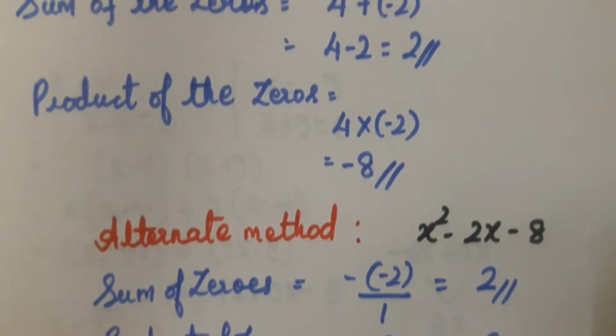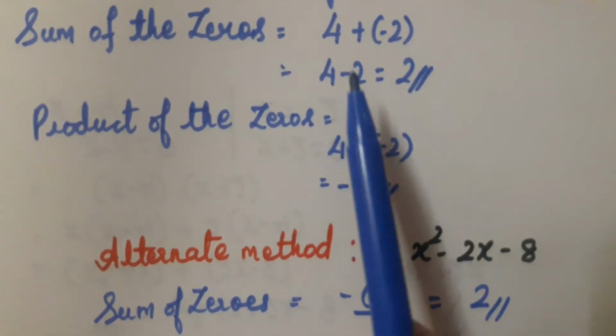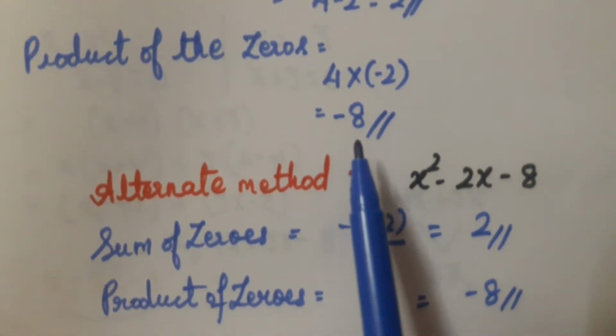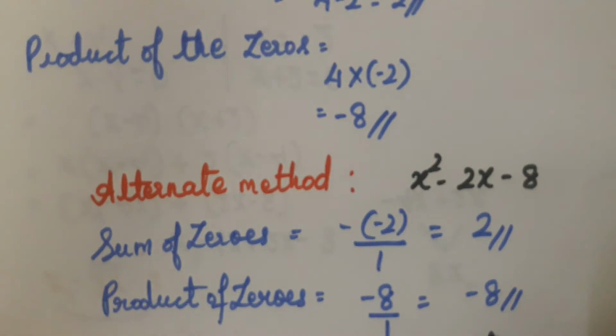Now if you compare the sum of the zeros, here we have 2, and using the alternate method we got 2. Product of zeros is minus 8. Using the alternate method we got minus 8.